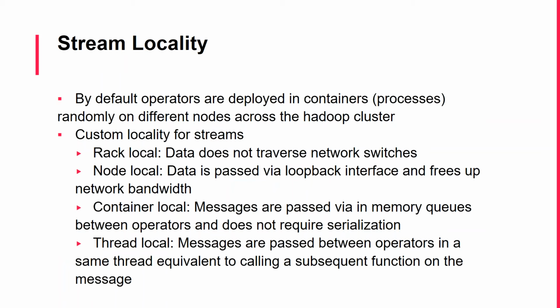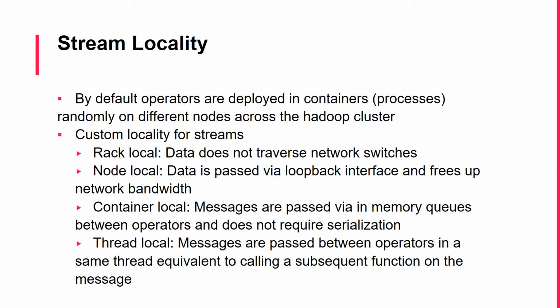So what happens when you just deploy your application? The operators are located randomly on different Hadoop nodes, and they run as different processes. This is essentially whatever containers or processes Hadoop gives us, we'll just deploy in there. But you can determine the destiny a little bit more if you want to. You can, for example, tag certain operators as rack local. What it means is the operators that are connected together, you basically term them as rack local, then we try to ask Hadoop to give us containers in the same rack. So the advantage is your data is going to remain in the same network and won't traverse switches.